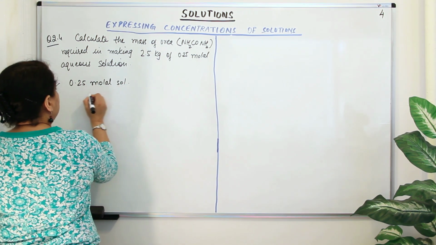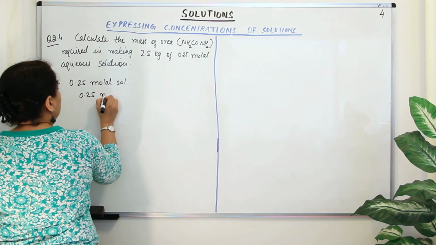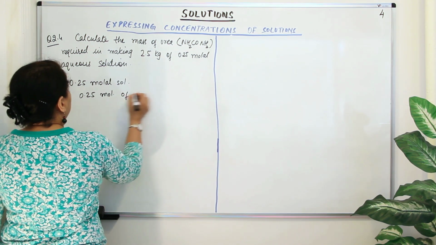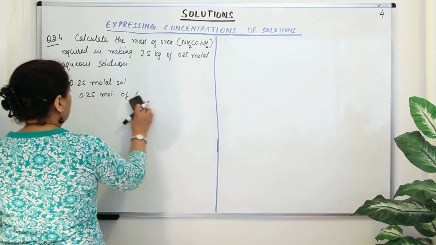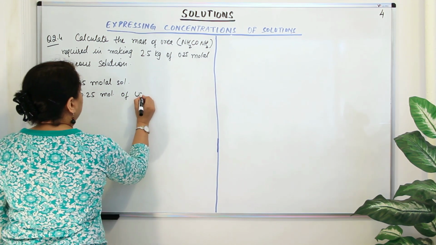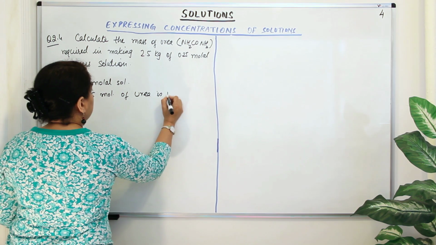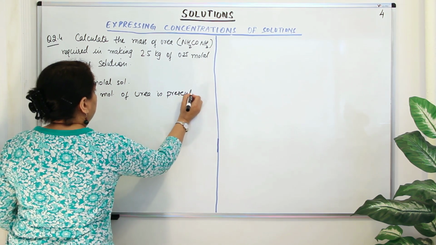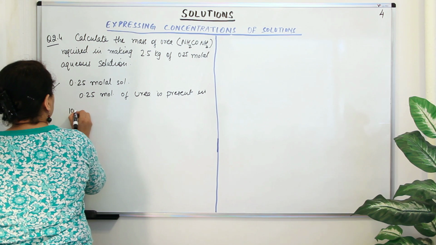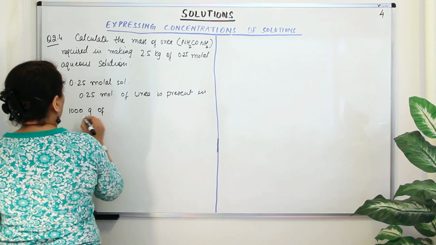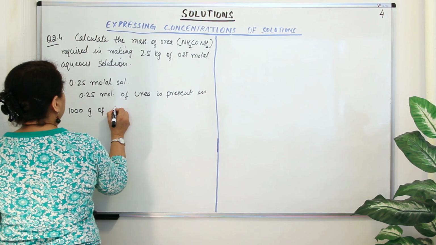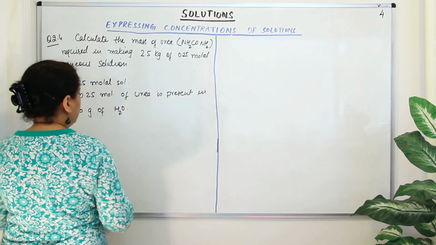It means that 0.25 moles of urea is present in 1000 grams, or 1 kg, of solvent, that is water, right?